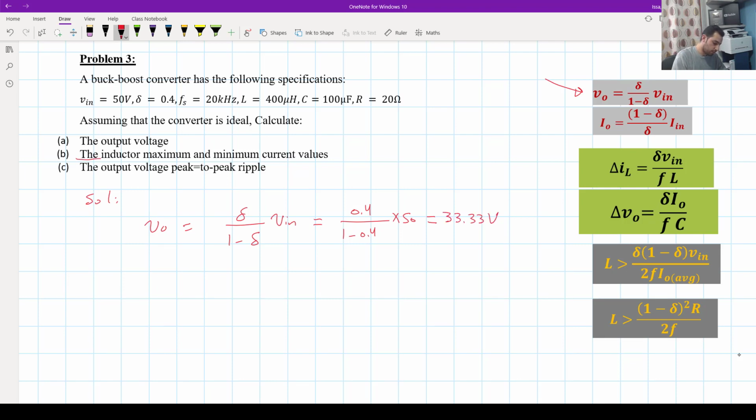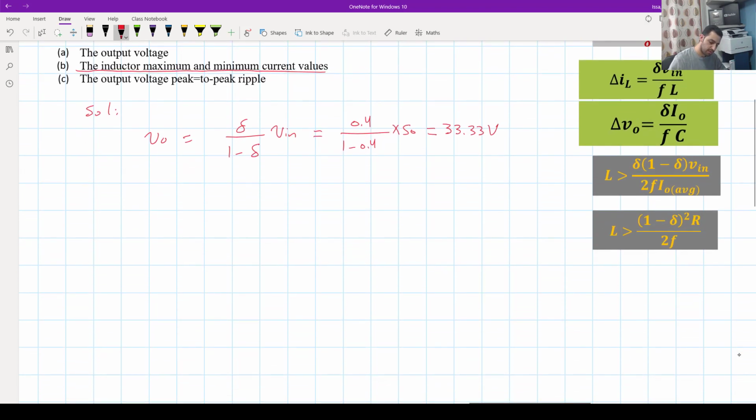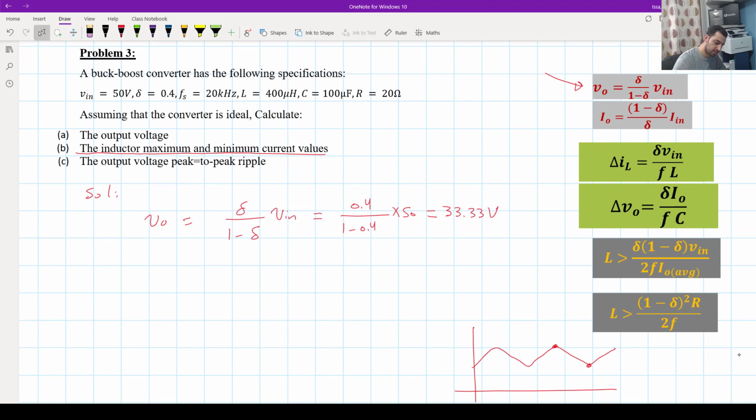And now it asks for the inductor maximum and minimum current values. We know that the inductor current will go from maximum to minimum. So it asks about this point and that point. Again, I think I forgot to draw the circuit, the circuit of the buck-boost converter.